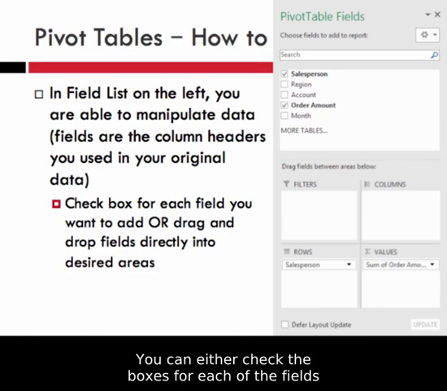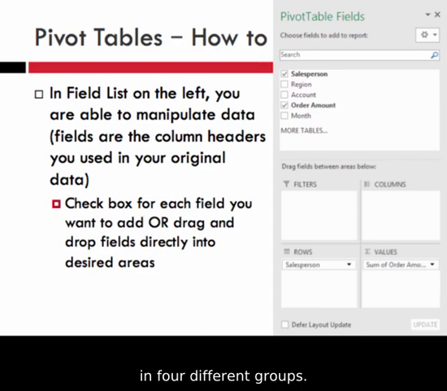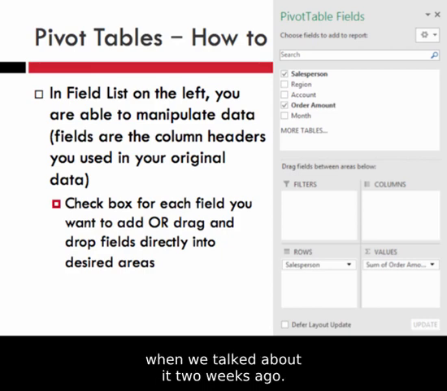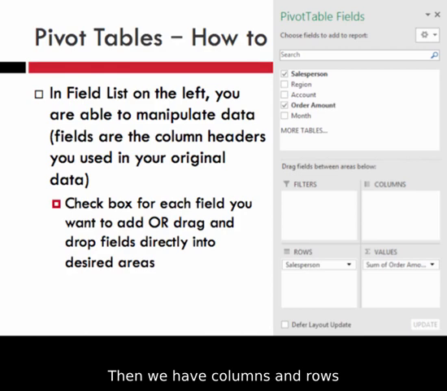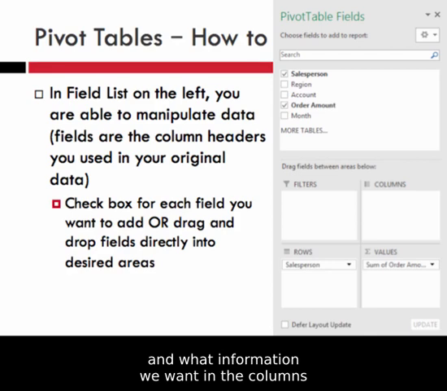You can either check the boxes for each of the fields that you want to add to your pivot table, or you can drag and drop the fields to the areas you want them, which are listed below in 4 different groups. We first have filters on the top left-hand side, which work exactly the same way filters did previously when we talked about it 2 weeks ago. Then we have columns and rows where we can tell Excel what information we want in the rows and what information we want in the columns of our new pivot table. And lastly, we can tell Excel what elements we want added together.